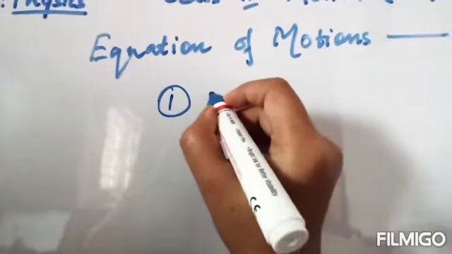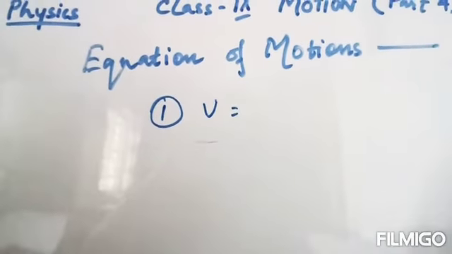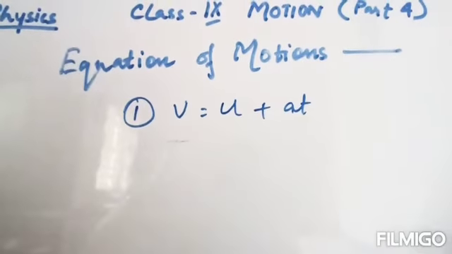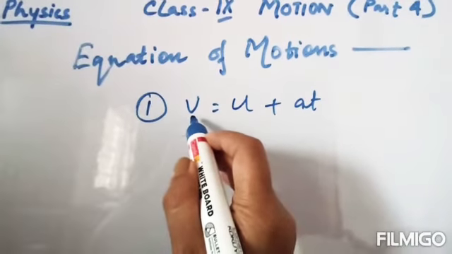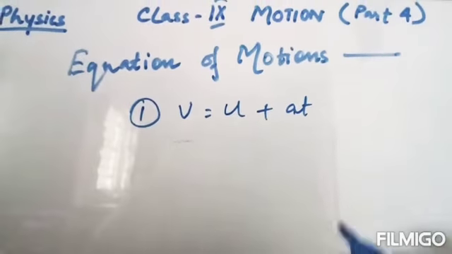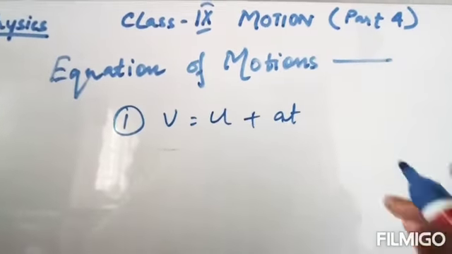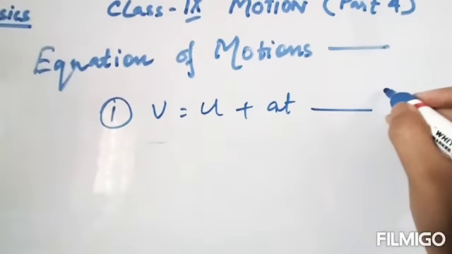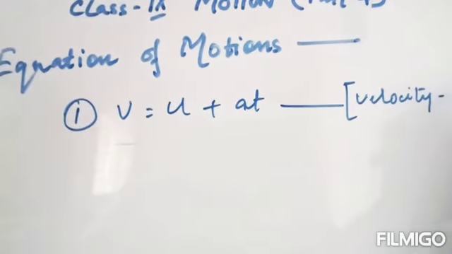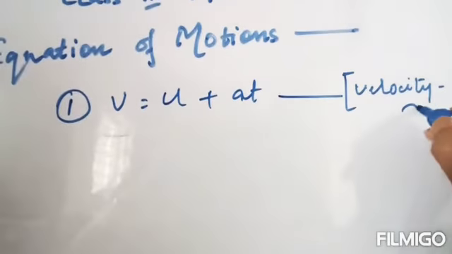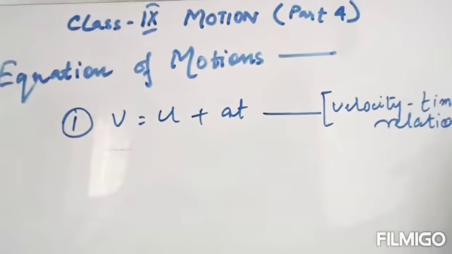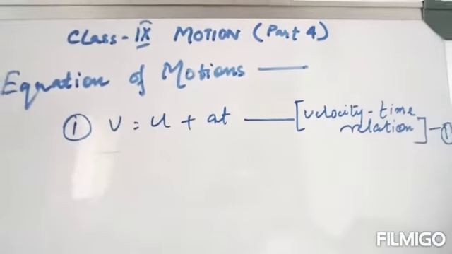The first one is v = u + at. What is v over here? Final velocity. u is initial velocity, a, as you know, is acceleration, and t is the time taken. This is also known as the velocity time relation. This is our equation 1.